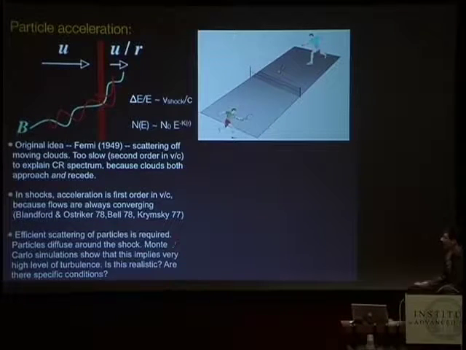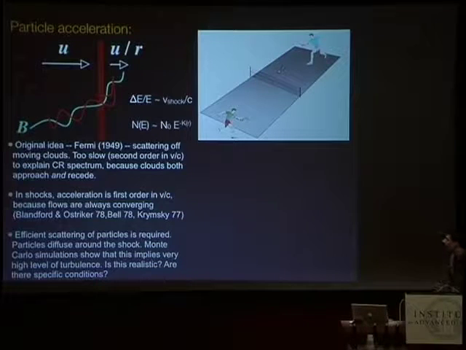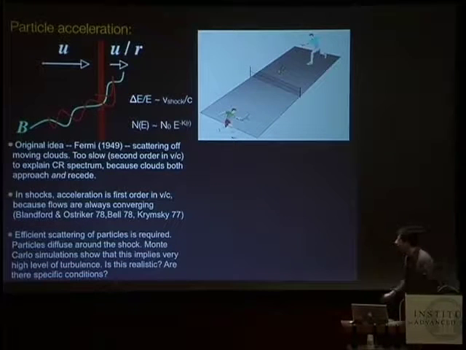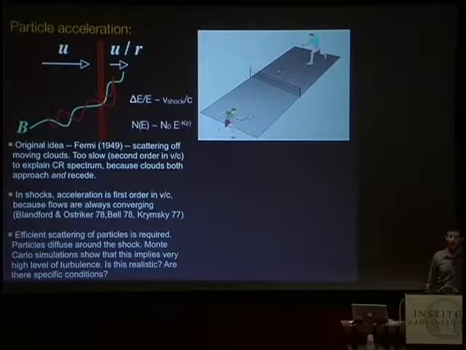So this efficient scattering is extremely important, and all of the analytic studies and studies of test particle diffusion around shocks emphasize that you need a large amount of turbulence in order to have this efficient acceleration happen. And we really don't understand how this turbulence comes about.